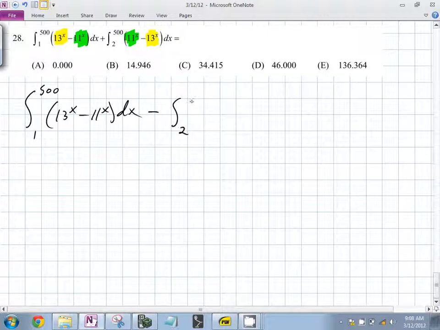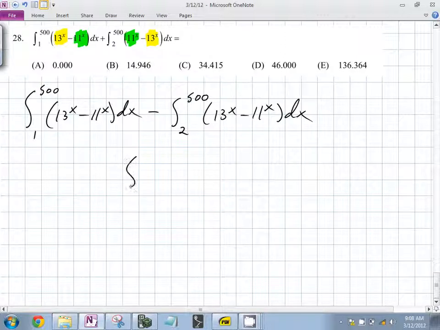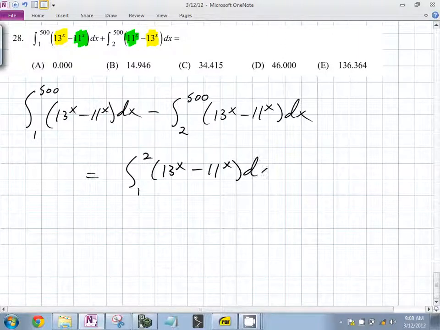2 to 500 of 11 to the x dx. Correct. So what does that mean you can do at this point? What's that equal to? Yeah, you're going from 1 to 500, but you're subtracting 2 to 500, so this is actually just equal to 1 to 2 of 13 to the x minus 11 to the x dx. Now, is that something your calculator can do?